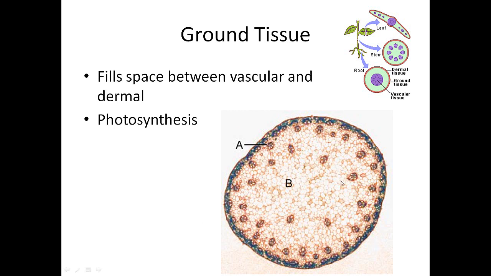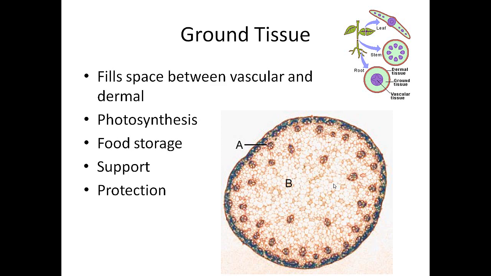One is photosynthesis. You would have some chloroplasts in this area. We can store food like starches in ground tissue. Since it's a filler, it helps support the plant and keep it upright. And then protection of that vascular tissue, since that's like the veins of the plant, we don't want there to be any damage. So ground tissue is protective as well.